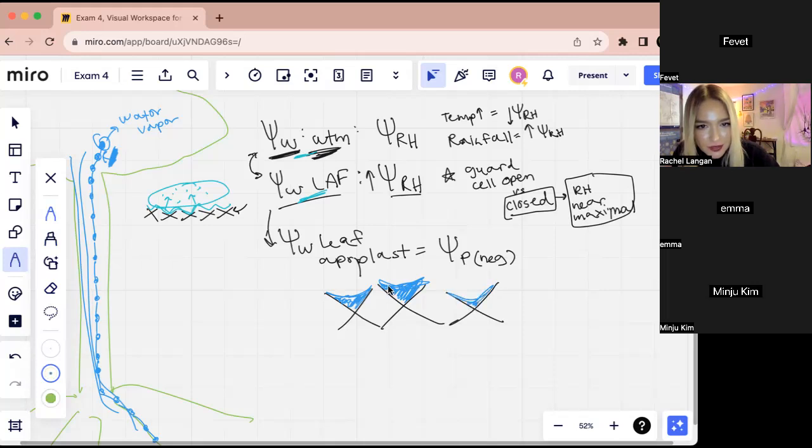Okay, this should be lower than, let's say, this one. All filled. So these two on the left, that would be like low transpiration, lots of water in the water film, the leaf apoplast. And this one over here would be like high transpiration.